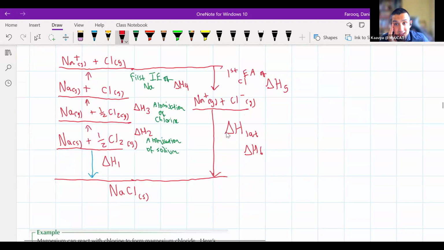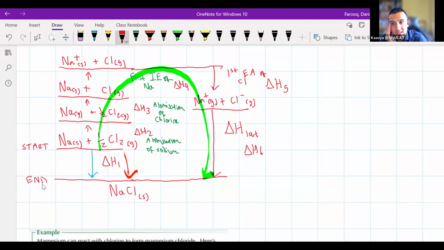Now the whole key thing about Hess's cycle is this, okay? This route here, this green route, I've done it in green, is going to be equal to this red route, because whichever route you take from the start to the end, it's the same. That's what Hess's law is. Whichever route you take, it's the same energy change. So the green route will equal the red route, okay? So the equation then is going to be H2 plus H3 plus H4 plus H5 plus H6. So all of that route is going to equal H1, okay?